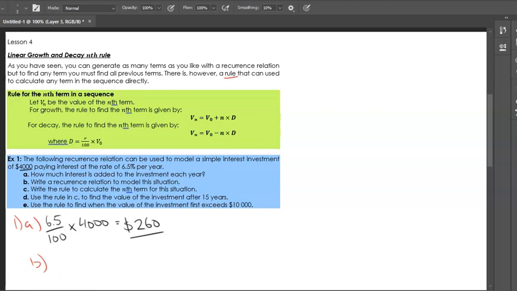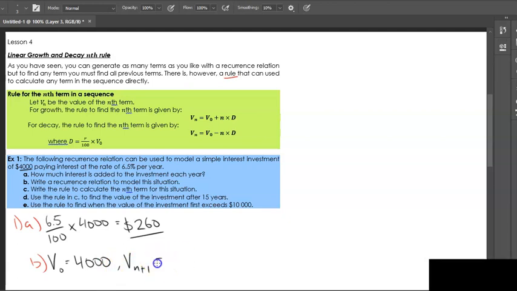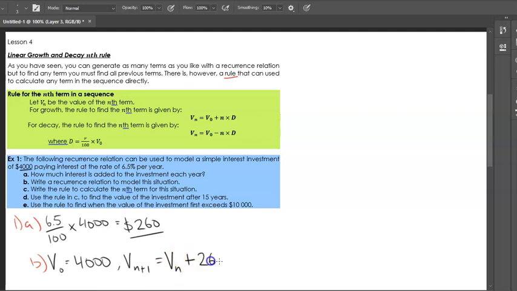Question B is looking for a recurrence relation to model the situation. So a recurrence relation always starts off with V of 0, so the initial amount, and in this case it's 4,000, and V of n plus 1, so to get the next term, you get the previous term, V of n, and because it's an investment, we're adding $260 each time. Pretty simple.